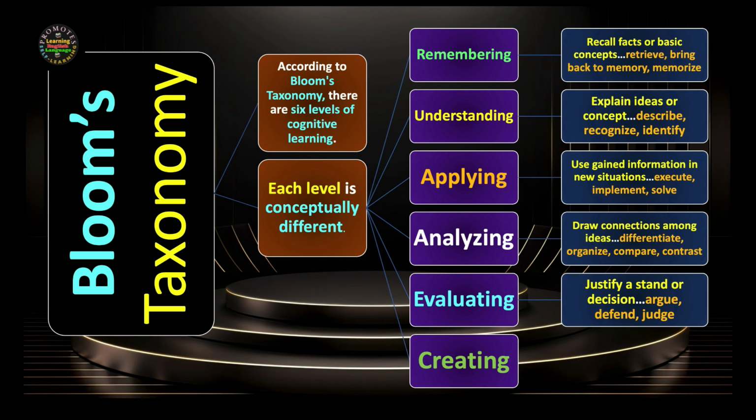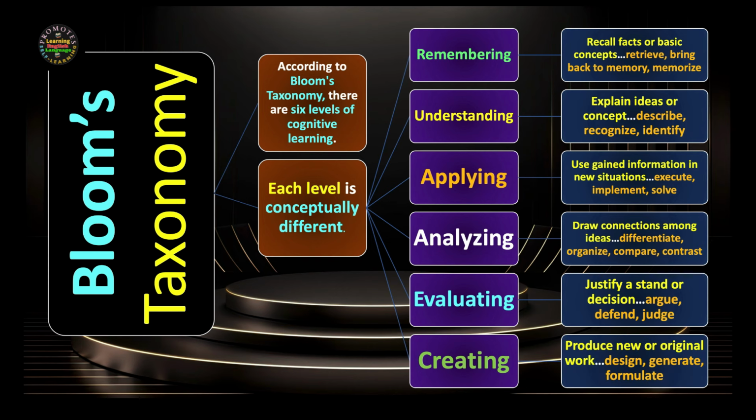And the last one, that is the 6th one, is creating. It refers to produce new or original work. And the verbs we can use for this level are design, generate, formulate. You are now in a position to produce new ideas, new work, original work. You are in a position to generate ideas, formulate opinion, design a thing, bring something new to the world. You create something, you become a creator. These are the 6 levels of cognitive learning.